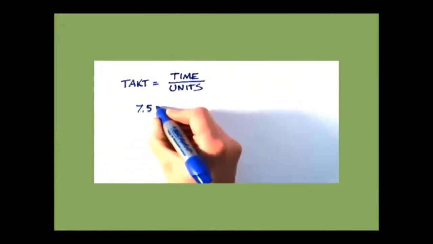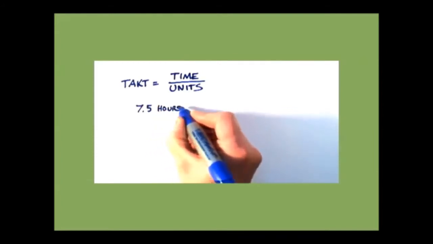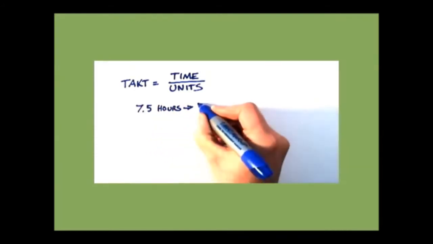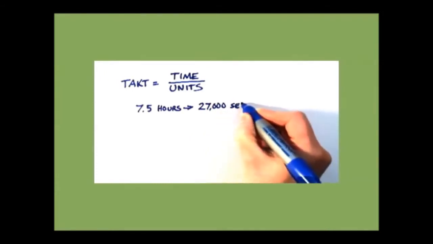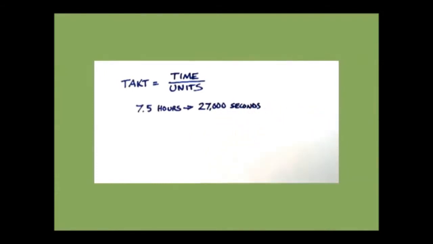Takt time is the calculated demand rate, available time divided by units needed. The available time in a 7.5-hour shift is 27,000 seconds. Multiply that times 20 days in a month equals 540,000 seconds in the month. So our available production time in the month is 540,000 seconds in this scenario.